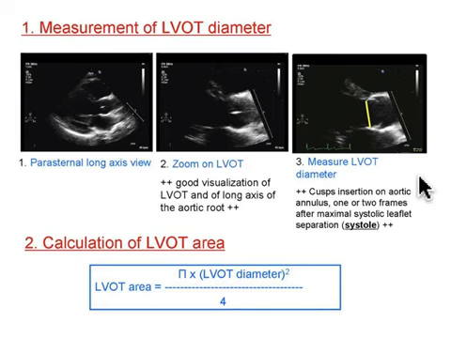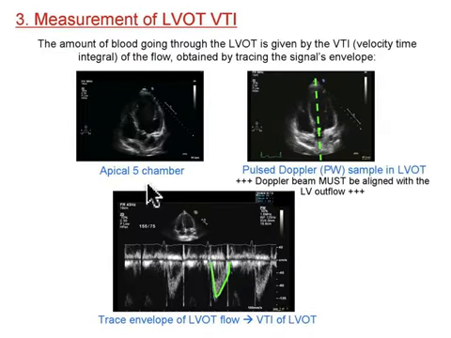And that's going to be an important part of this whole cardiac output. So what the machine does is you lock in that value, and the machine immediately squares that value, times it by pi, divides it by 4 to give you the LVOT area. So it takes the diameter, converts it into the area, and then the next thing you're going to do is measure the velocity time integral across that aortic valve.